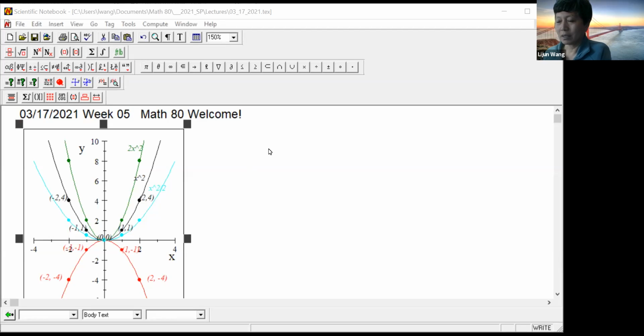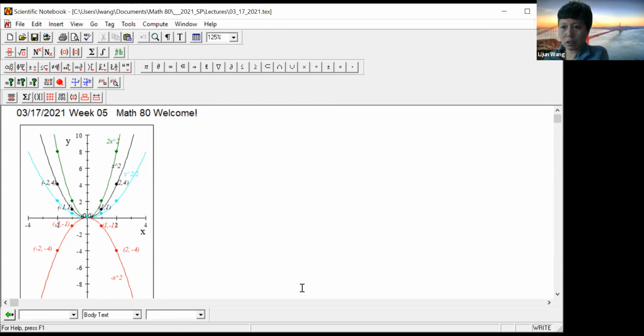Okay, welcome back. Last time we did all of this graphing of these different functions, right? They all are derived from x squared. Let's see if we can still identify them. Let me make this 125% so we can see the whole picture. Do you guys see the picture all right?